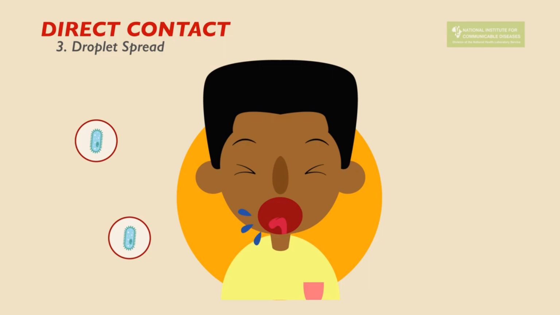Droplet spread. The spray of droplets during coughing and sneezing can spread an infectious disease. You can even infect another person through droplets created when you speak. Since droplets fall to the ground within a few feet, this type of transmission requires close proximity.